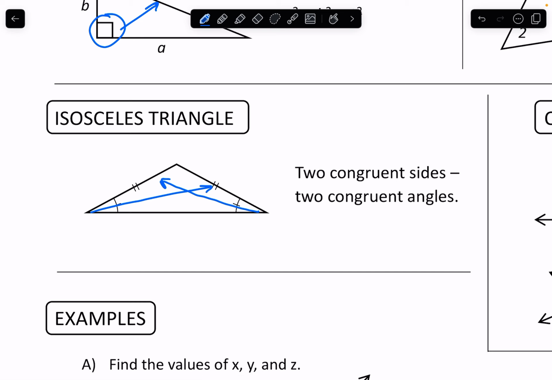Because the sides are the same, those two angles are the same. And that leaves this angle at the top and this side of the triangle alone. They don't match anything else in that diagram.